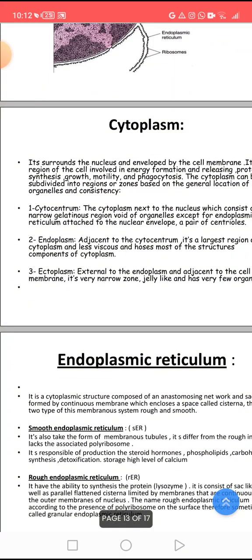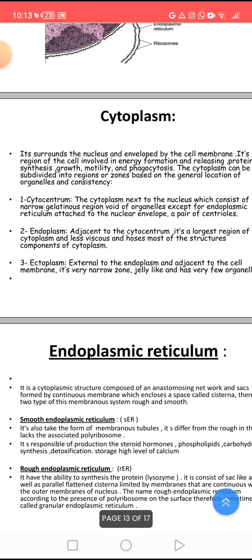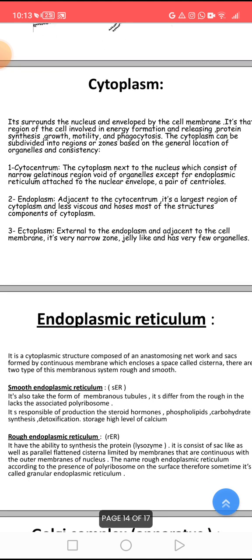Cytoplasm, simply, is a jelly-like substance in the cell in which most of the chemical and metabolic activity occurs. You have three regions or zones: cytocentrum, endoplasm, and ectoplasm. Cytocentrum is next to the nucleus and consists of a narrow gelatinous region of organelles, except for the endoplasmic reticulum attached to the nuclear envelope, or a pair of centrioles. Endoplasm is adjacent to the cytocentrum, which means it comes after that.